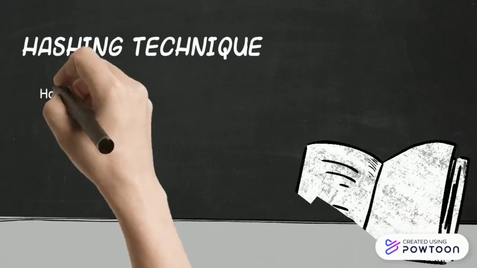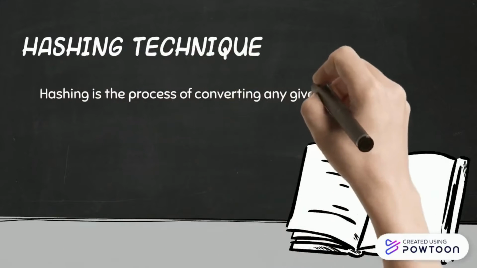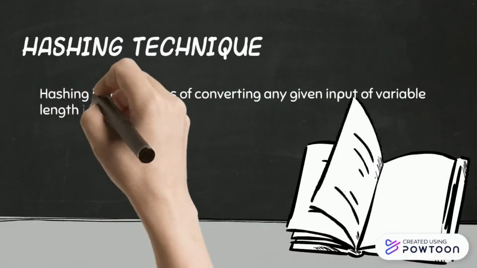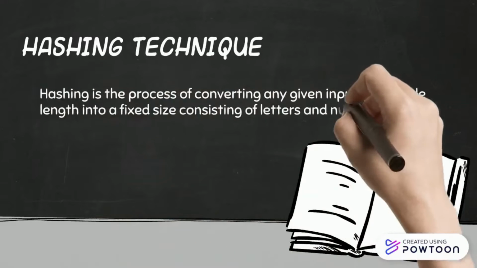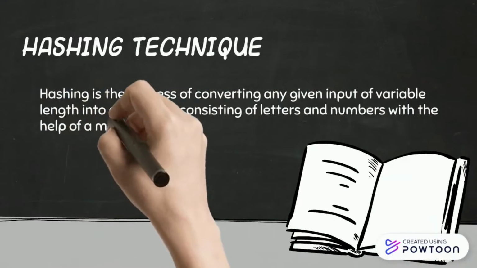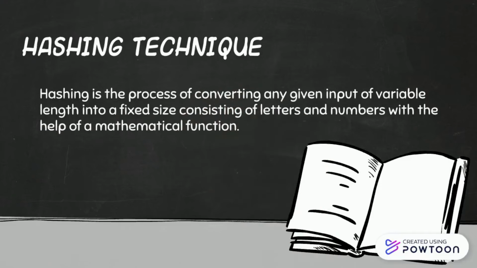Hashing is the process of converting any given input of variable length into a fixed size, consisting of letters and numbers, with the help of a mathematical function. The essential thing to note is that it's a one-way mapping. It always has many-to-one mapping, which means there will be collisions because every function produces a small output capable of input.